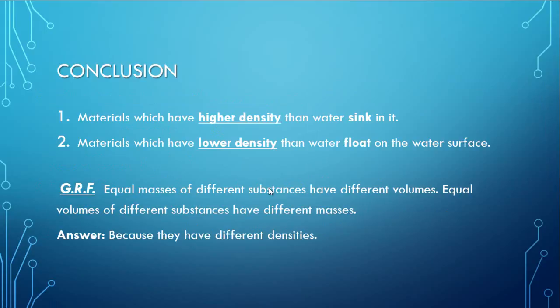Conclusion. Materials which have higher density than water sink in it, as the iron nails. But materials which have lower density than water float on the water surface, as cork and wood. Give reasons for: equal masses of different substances have different volumes, but equal volumes of different substances have different masses. The answer is because they have different densities.